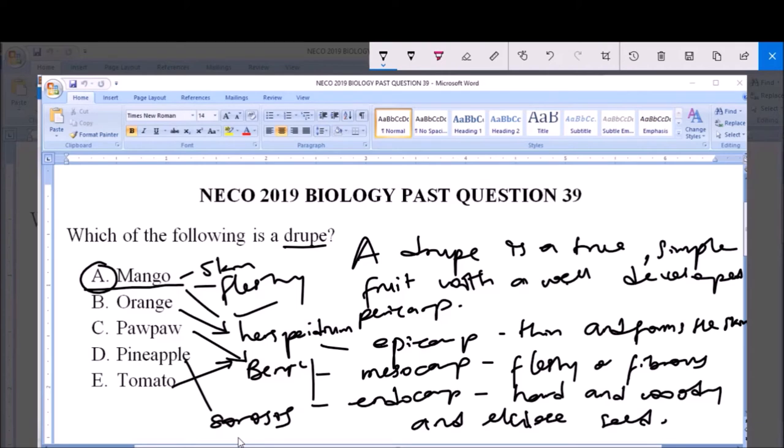But the only drupe here is mango, because it has a well-developed pericarp in which the epicarp is thin and forms the skin. Its mesocarp is fleshy and its endocarp is hard and woody. Another example of a drupe is the coconut. Coconut is another example of a drupe. So the answer to this question is option A, mango.